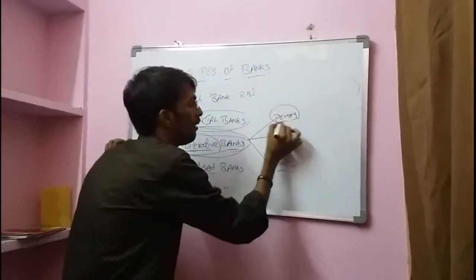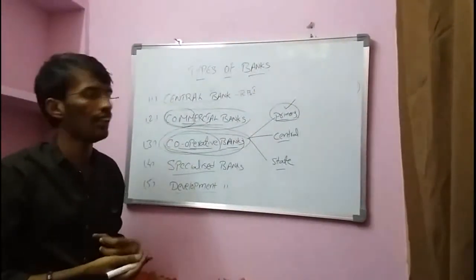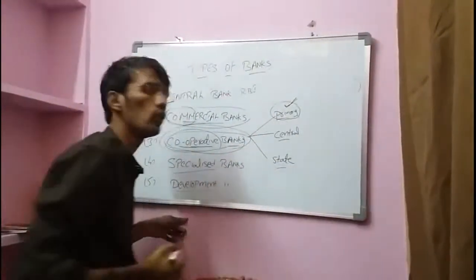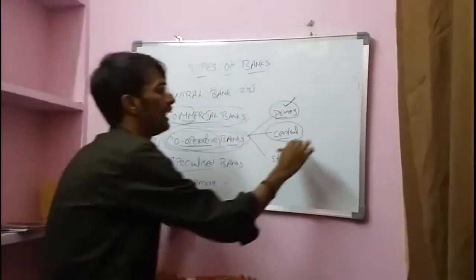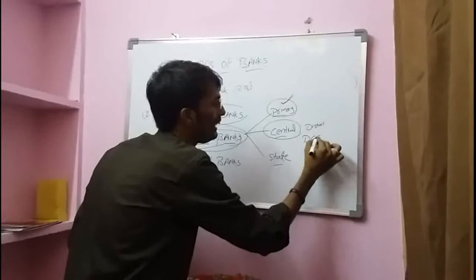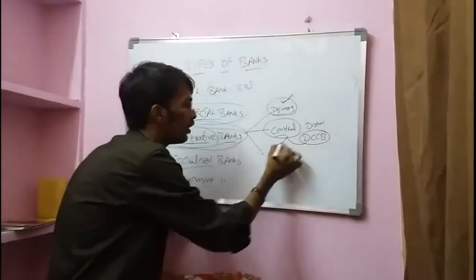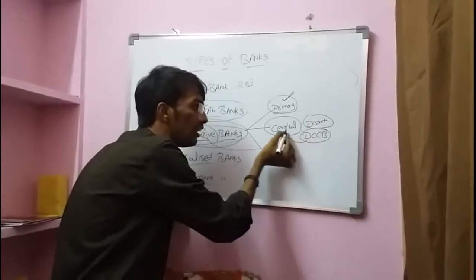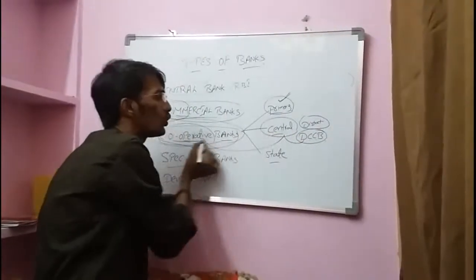First one is the primary cooperative bank. It works in a certain restricted area, like a village or a town. These are known as primary cooperative banks. Next one is central. Central means it works at the district level. Very important here: for every district, one DCCB is there. What does DCCB mean? District Central Cooperative Bank. It works at the district level and it is a type of central bank. That's why it is known as DCCB.